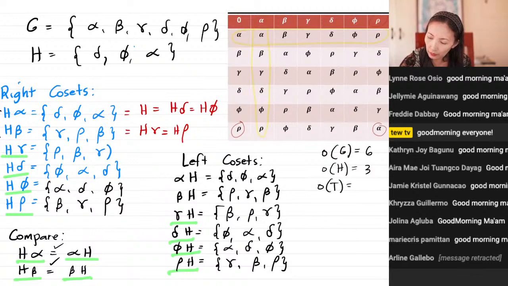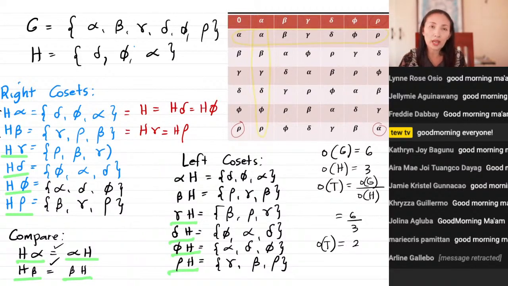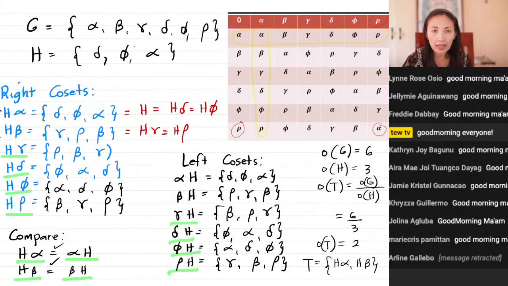So what will be the order of T? The quotient group is order of G divided by the order of H. And what will that be? 6 divided by 3. The quotient group will have 2 elements. Check na natin. Can you identify the quotient group here? Klaro. Ito ang quotient group: H alpha, H beta. So what is its order? 2. Correct? And that's it.